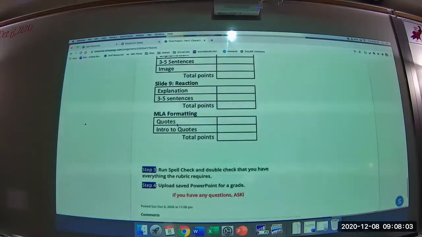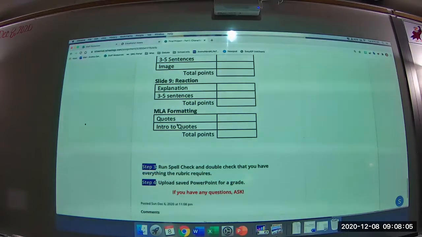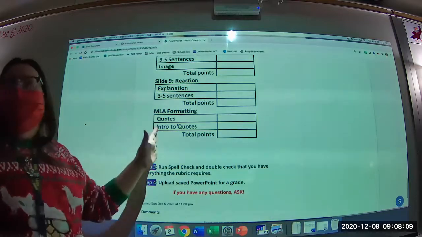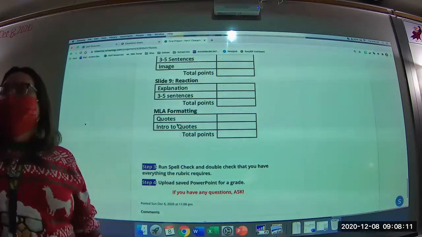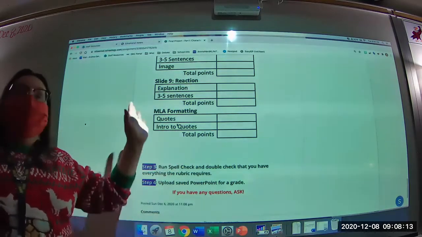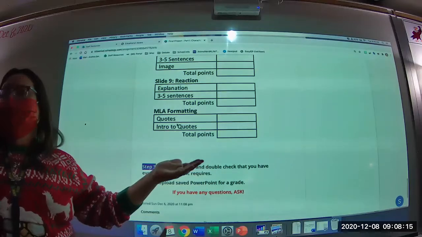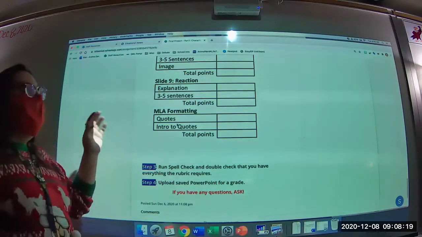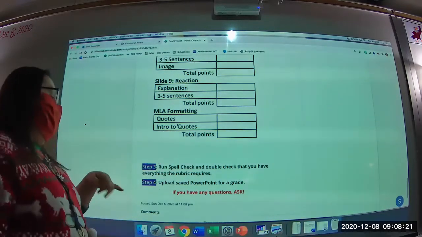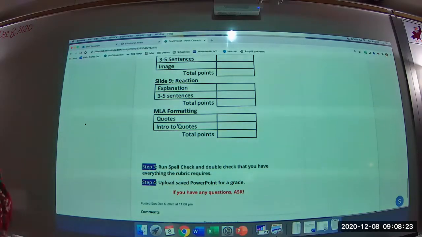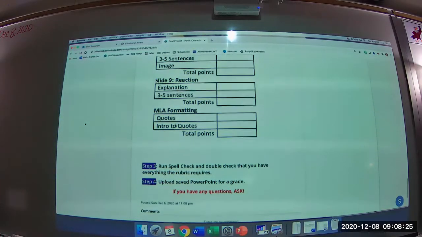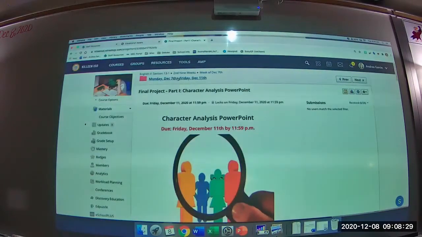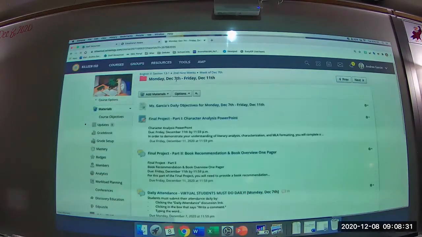I also want you to make sure you run spell check and make sure you have everything on here. If I was you, I'd write this down or I'd be checking things off to make sure I have it all. Because if you have it all, that's 100. Even if you're a little bit off on the MLA or anything like that, you're going to get 100. And then upload it for a saved grade. And if you have any questions, obviously let me know. So that's part 1. Are there any questions on part 1?